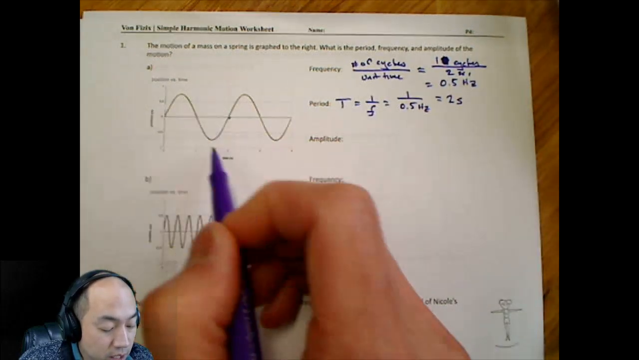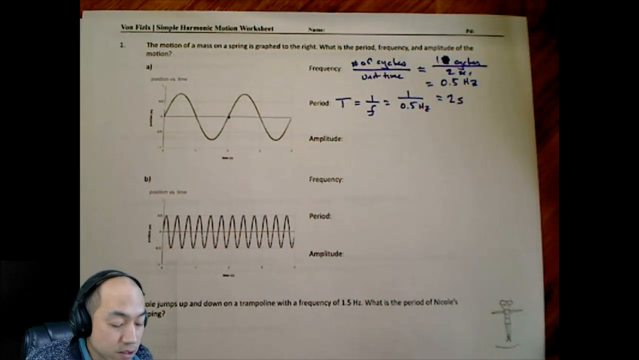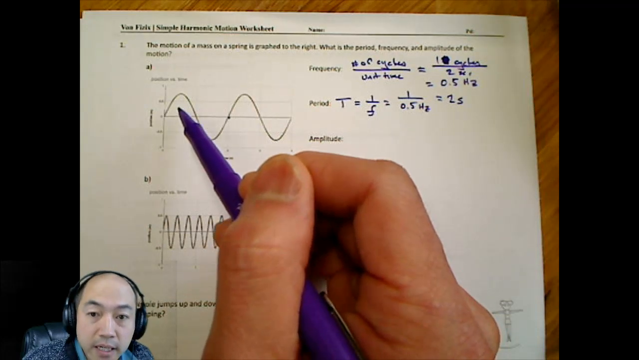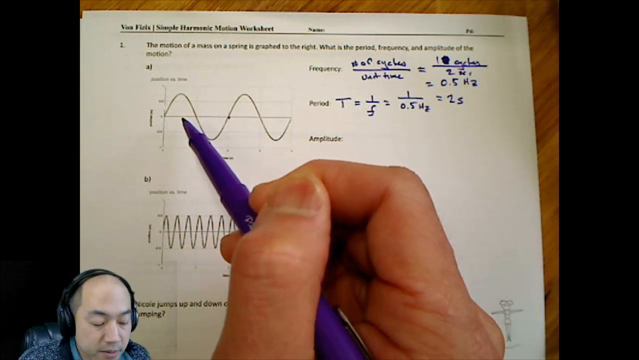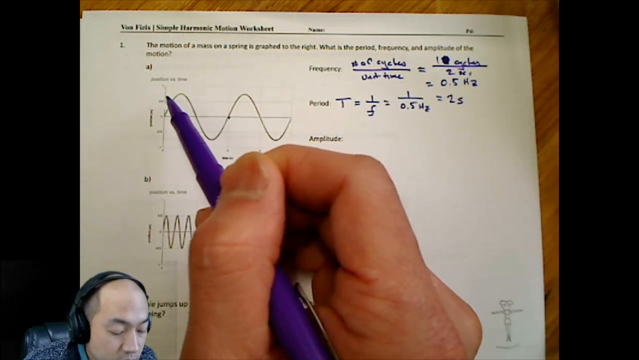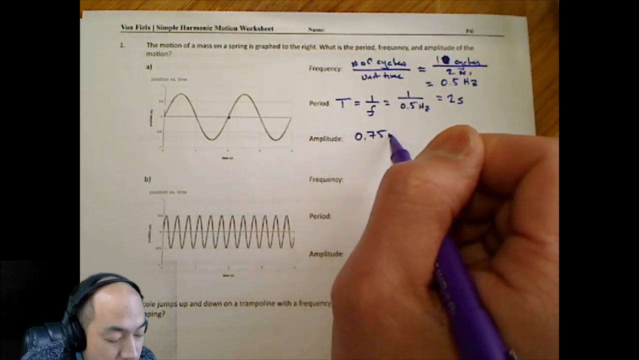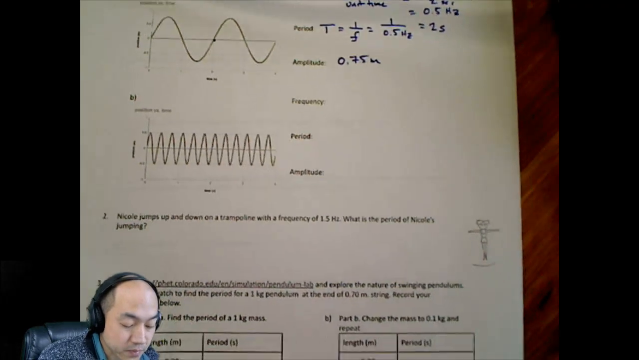We could also have looked at this graph here, and we could have seen that it takes 2 seconds for it to complete one cycle. Last part is the amplitude. Amplitude is the maximum displacement from the zero, from the equilibrium point. Here, 0 goes up to 0.75, so the amplitude is 0.75 meters. Right, so you guys can do the next one.